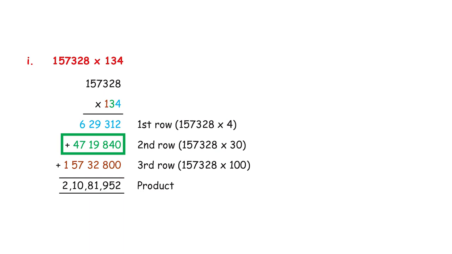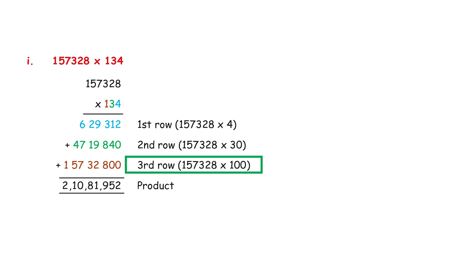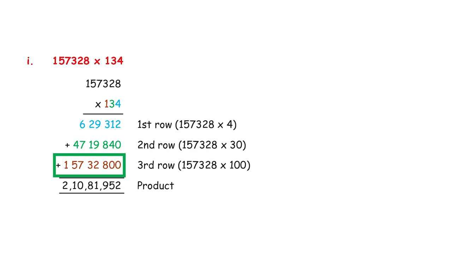That would be 4719,840. The third row would be 157,328 into 100. 1 is in the hundreds place. That's why we are multiplying it with 100. And there you get 157,32800. And just like how you do multiplication of numbers, you just have to add all the 3 rows.